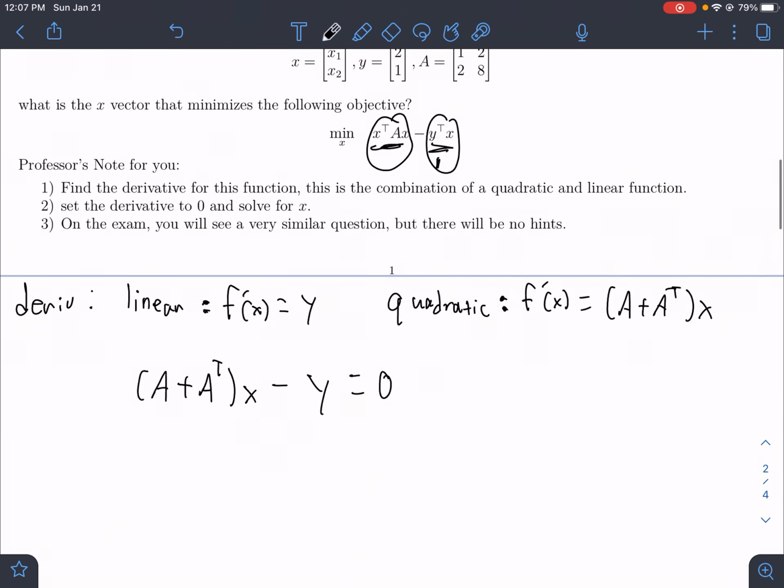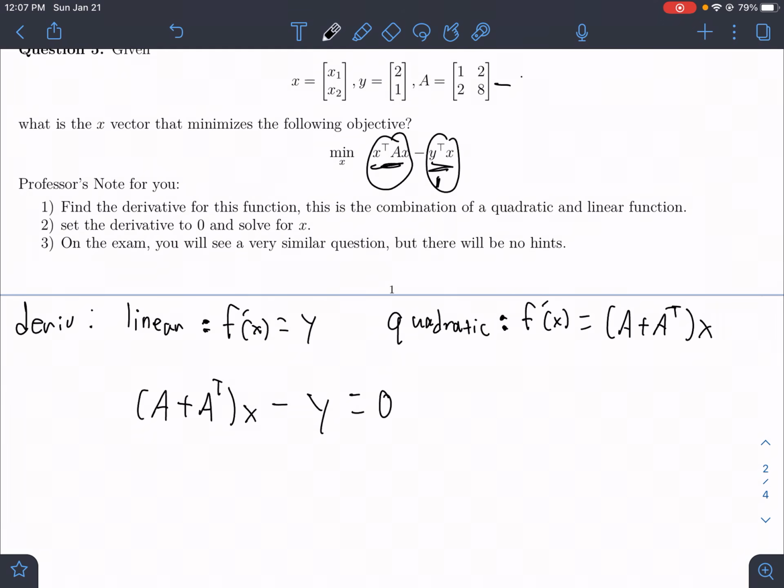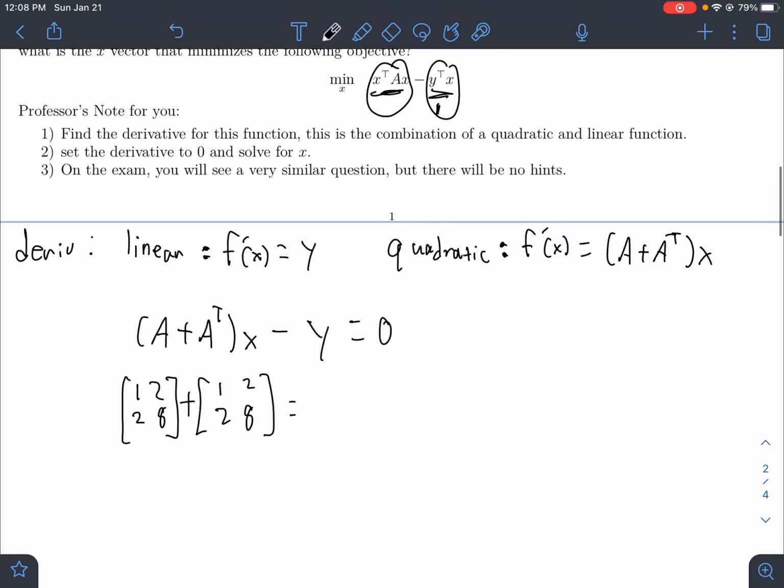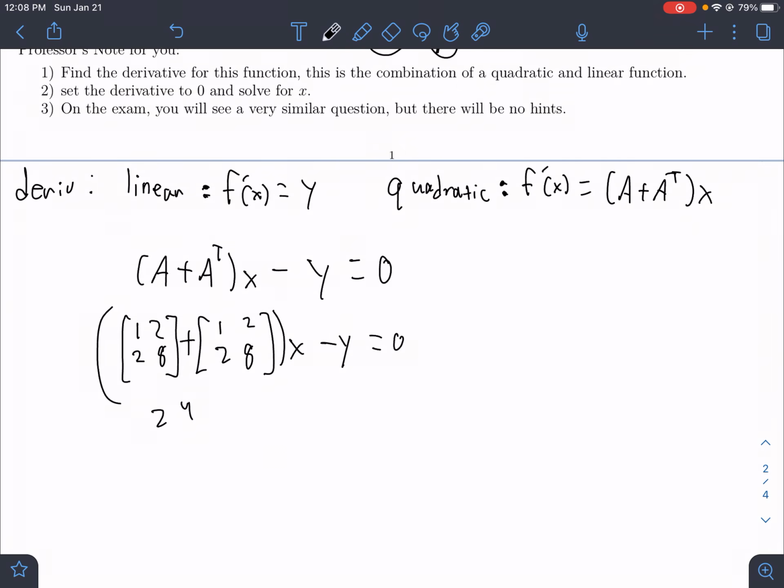We can multiply out a here, and a is a symmetric matrix. So we could technically say that this is 2ax, but we're just going to do [1, 2; 2, 8] plus [1, 2; 2, 8], which is equal to, and we'll just multiply that by x here, minus y equals 0. We'll just do [2, 4; 4, 16] x minus y equals 0.